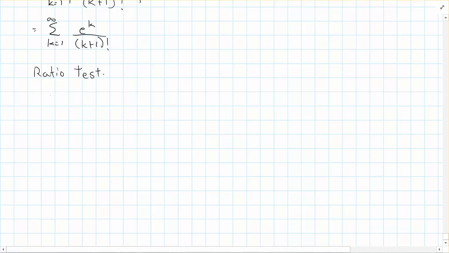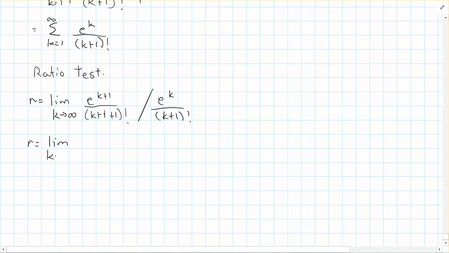So to apply the ratio test, of course, we go r is equal to the limit as k goes to infinity of e to the k plus 1. Now it's already k plus 1, so it'd be k plus 1 factorial divided by e to the k over k plus 1 factorial. So I'm going to write this out in a couple steps here. So I'd have e to the k plus 1 over k plus 2 factorial times k plus 1 factorial over e to the k.